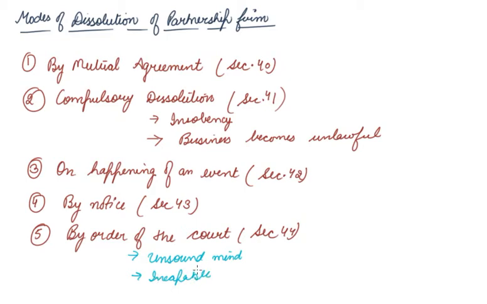When a partner other than the partner filing a suit is guilty of misconduct that may harm the partnership. Misconduct. Then when a partner other than the partner filing a suit has transferred the whole of his interest in the firm to a third party. Transfer of interest to a third party.